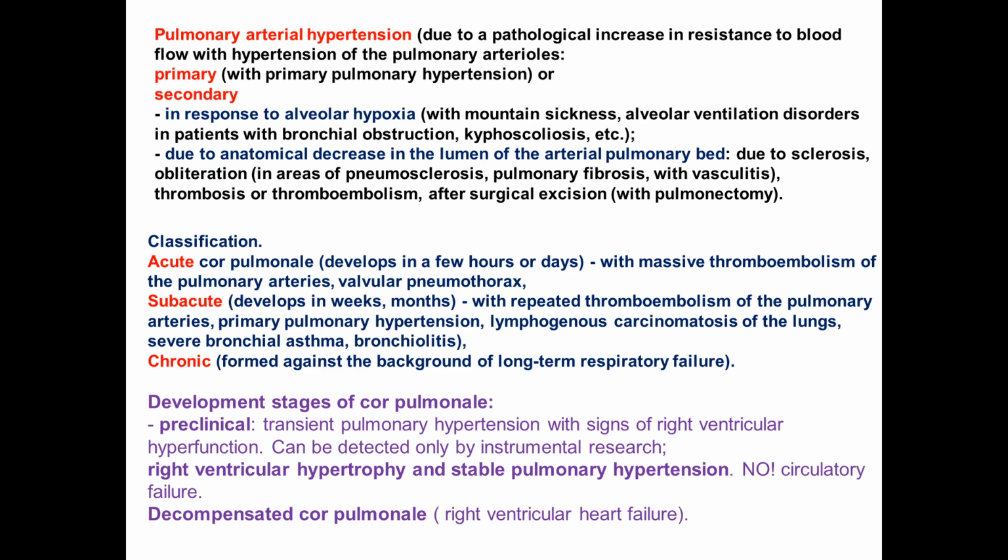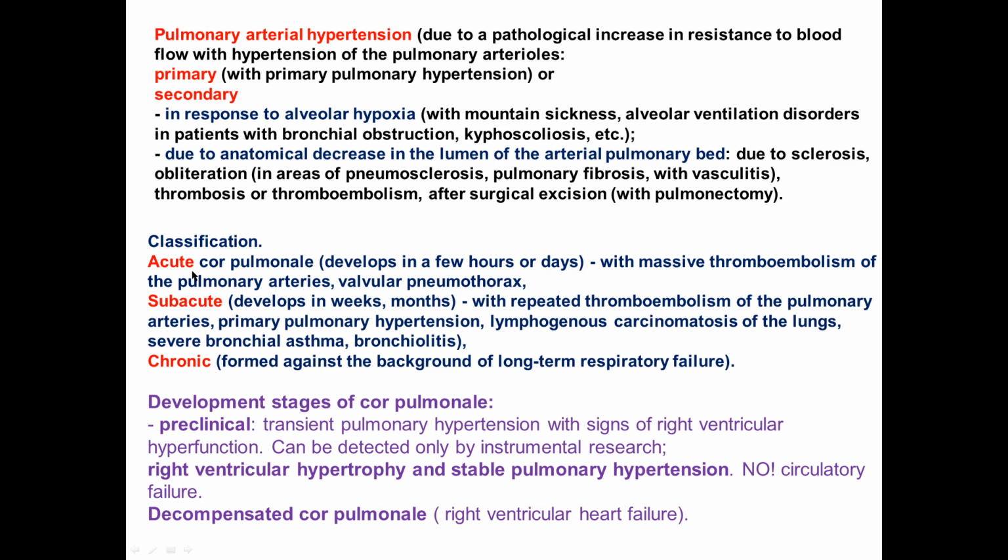We have two types, primary and secondary. Primary is primary pulmonary hypertension. Secondary is in response to alveolar hypoxia, for example, alveolar ventilation disorders, kyphoscoliosis, and bronchial asthma. The second mechanism is due to an anatomical decrease in the lumen of the pulmonary arterial bed due to sclerosis and obliteration, for example, in areas of pneumosclerosis, pulmonary fibrosis with vasculitis, and thromboemboli of the pulmonary arteries.